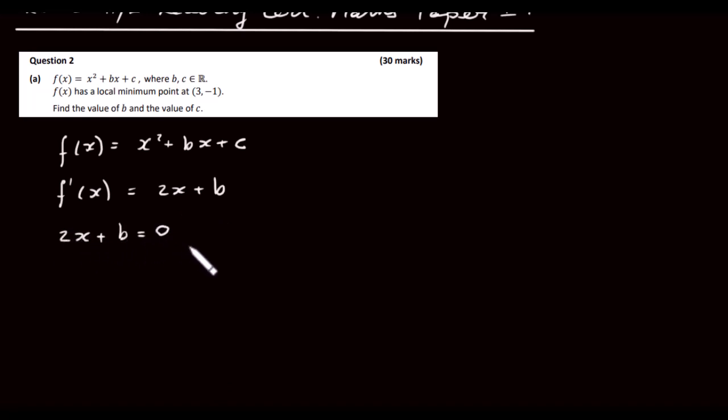Okay, so when we talk about local minimum, local maximum point, we really need to be thinking about differentiation here. So let's have a look. We have our function here, which is f of x is equal to x squared plus bx plus c. Now if we were to differentiate that, we would get 2x plus b. Now for a local maximum or local minimum, this here would need to be 0. So in other words, 2x plus b would need to be 0.